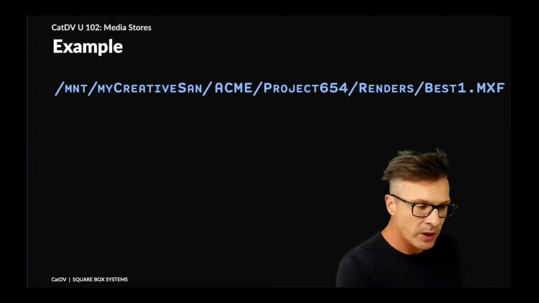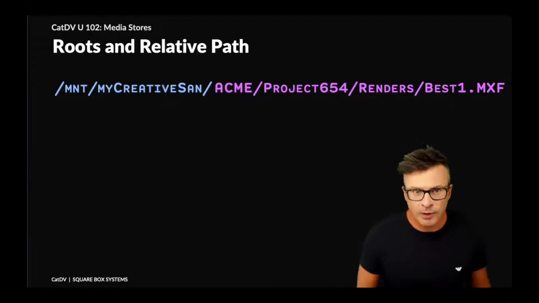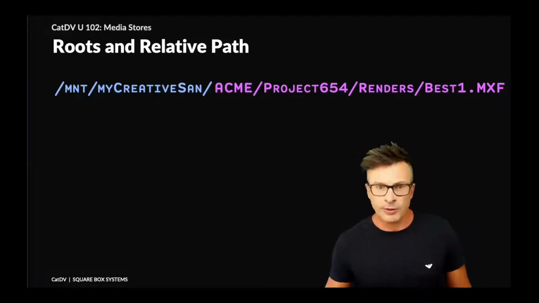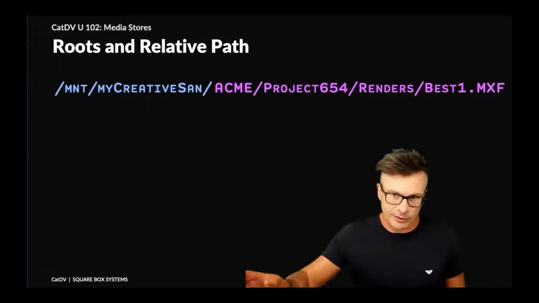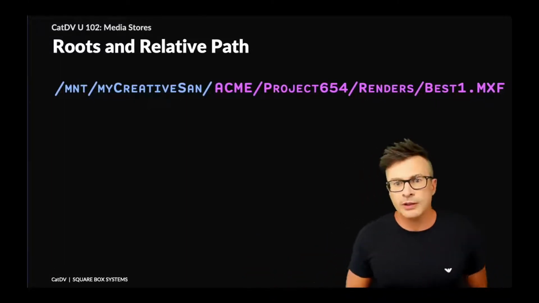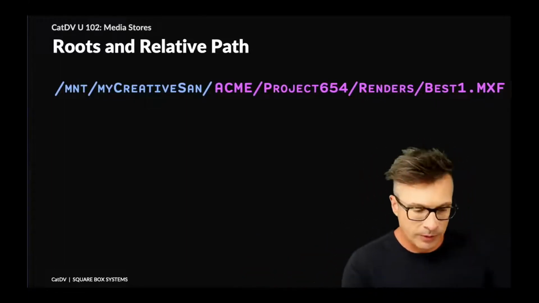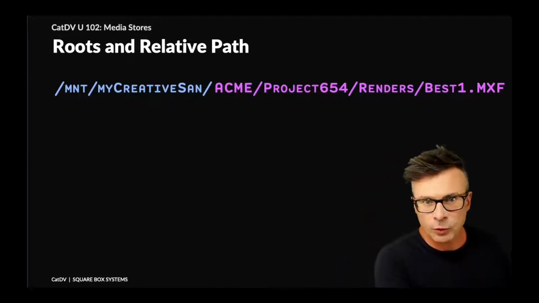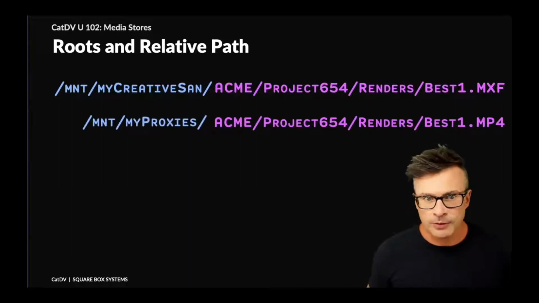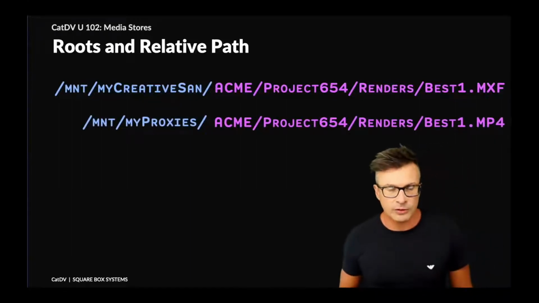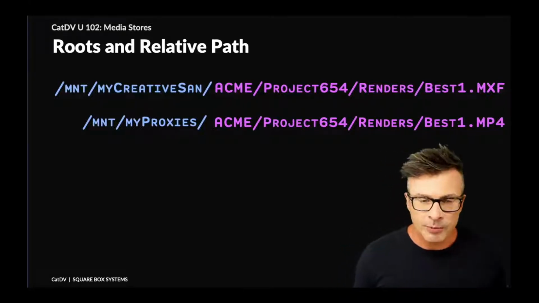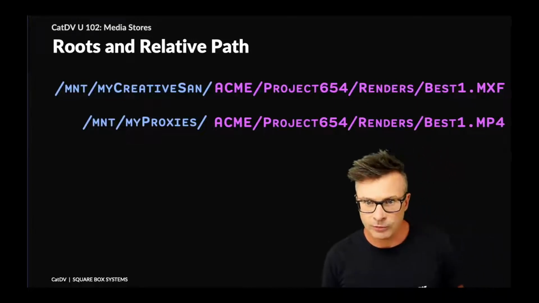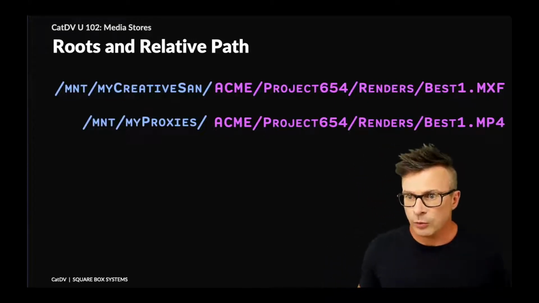Cool. So I'm going to break that into two bits. My root is my creative SAN, and my relative path, the path I'm taking through the garage, turn left, turn right, turn right, turn right again, in pink or purple, is our relative path. So I can then set up some mappings. So my media stores will let me set up a mapping, say, to some proxies. So my proxies might be on a different mount point, and the mount point is going to be different, but then the relative path is going to be the same. So in this case, Acme, project 654, renders, but it's best1.mp4.